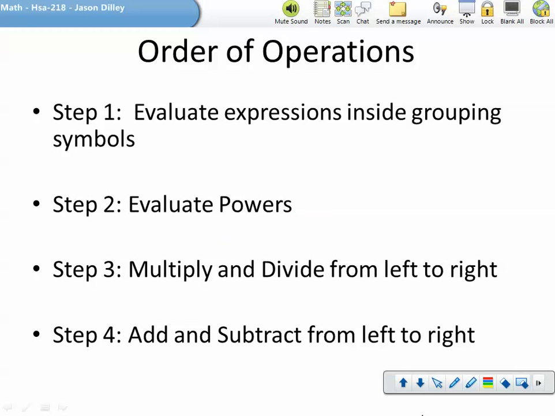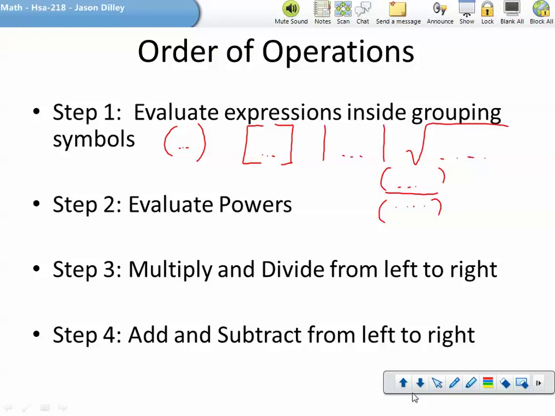Okay, so that order of operations is as follows. Step 1 is to evaluate expressions inside grouping symbols. And when we say grouping symbols, we mean parentheses or brackets or absolute value signs, right? There's stuff inside here. Or a square root sign, which we'll do eventually. Or even a fraction bar, right? A fraction bar is also considered a grouping symbol, where there's a group above and a group below. So evaluating expressions inside grouping symbols is our first step.